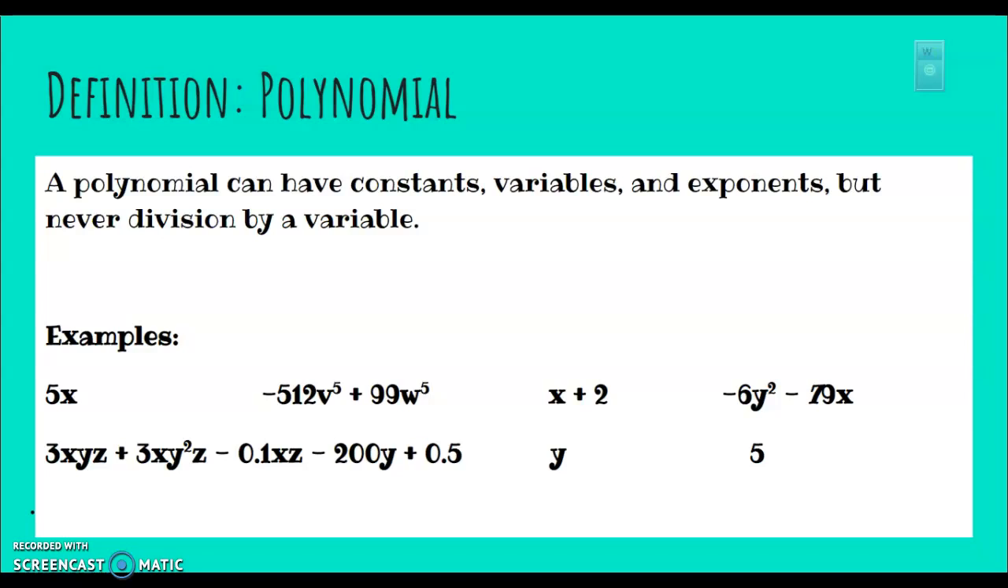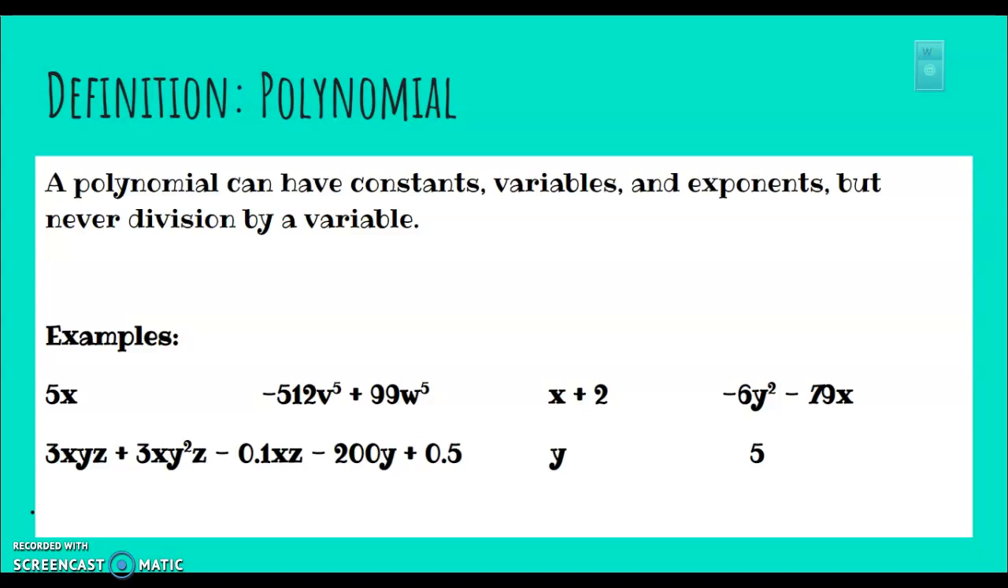So 5x is a polynomial. It has one term. 5x is the one term. -512v to the fifth plus 99w to the fifth. That is a polynomial with two terms. -512v to the fifth is the first one. 99w to the fifth is the second. x plus 2 has two terms. One is x and one is 2. That's a variable and a constant. -6y squared minus 79x.